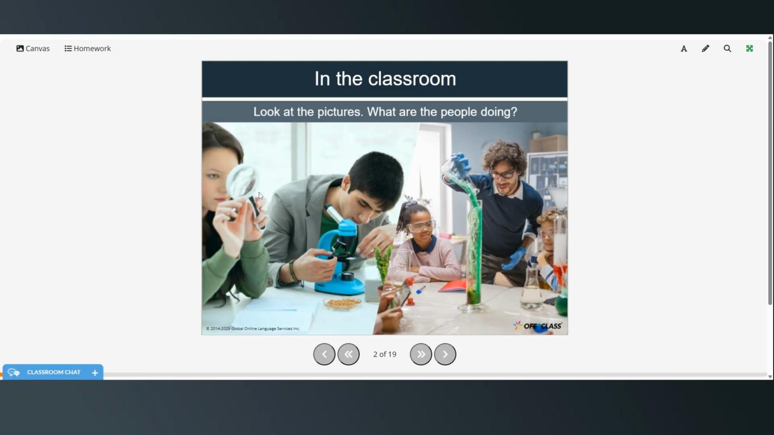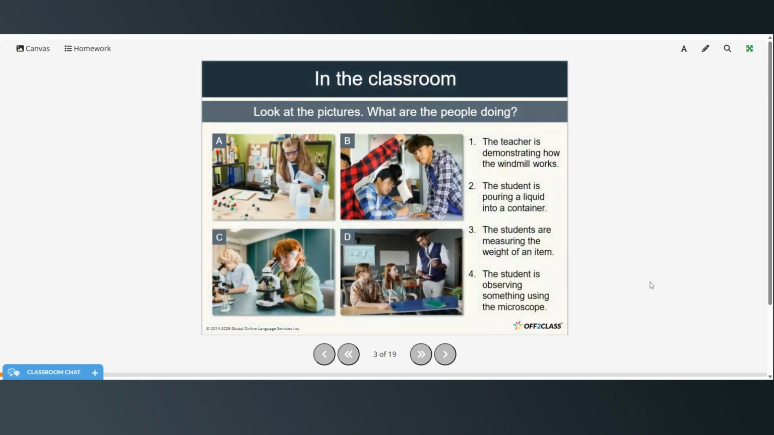So this student looks like she's using a magnifying glass to look at something. This student is using a microscope. And these students are watching the teacher do an experiment. All right, now you're going to match the sentences with the pictures. You can pause the video and try that on your own, or you can follow along.